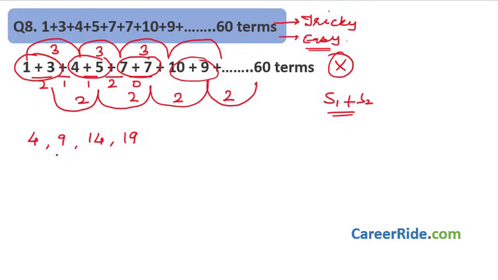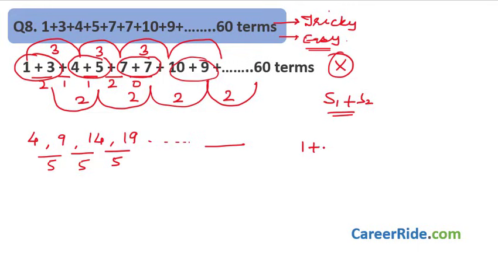Now you can see that the common difference here is 9 minus 4, 5, 14 minus 9, 5, 19 minus 14, again 5. So now my new series is actually in AP. This is the first thing that I have come to understand. Now, till how many terms? Earlier it was 60 terms, but now there is a difference. What has happened? Understand it here.